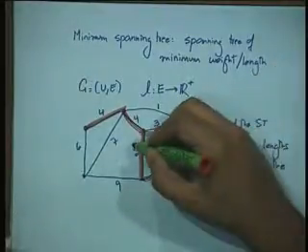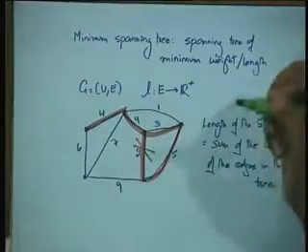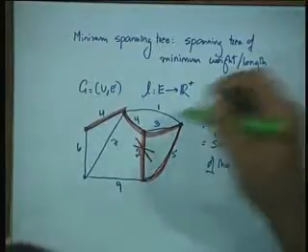That has become a cycle, so I cannot pick this edge. This is not a tree at all. So I cannot pick that edge. So let me pick something else. Let me pick this 6.